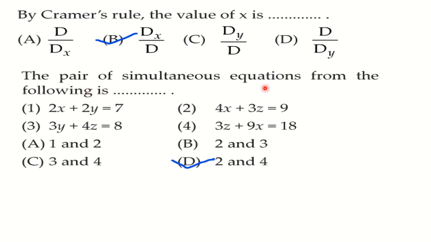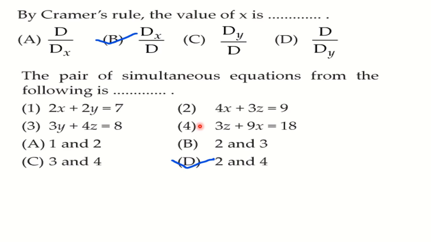The pair of simultaneous equations from the following is. Here, simultaneous equation means what? We are thinking of two equations in two variables. Also, it is important that both the variables should be the same. Like here, see, here you have x and y. So for the equations to be simultaneous, you should have another equation where the variables should be x and y. Okay, so nowhere you can see x and y here.